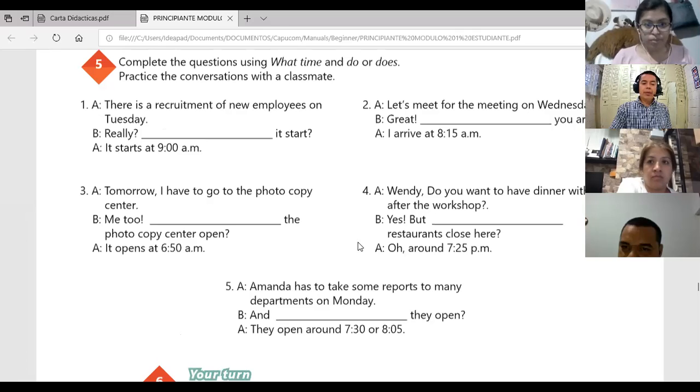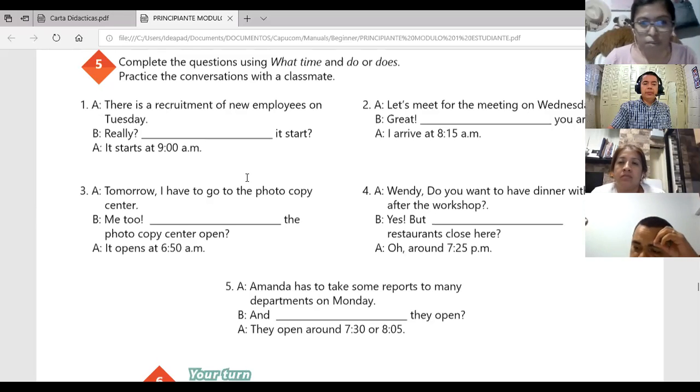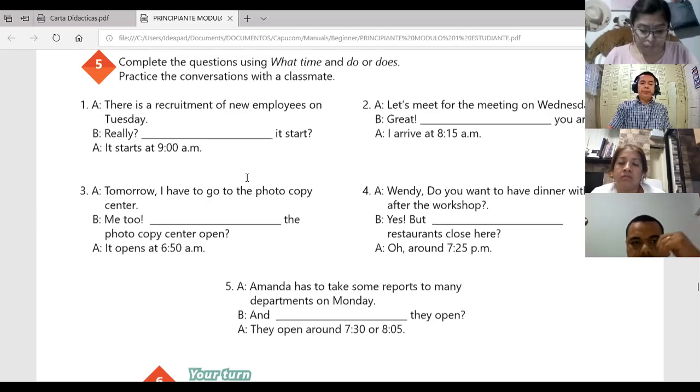Lo leo todo. Yes. Solo la respuesta. No, no, read everything. Yes. Okay. There is a recruitment of new employees on Tuesday. Really? What time does the meeting start? It starts at 9 a.m. Okay, thank you very much.